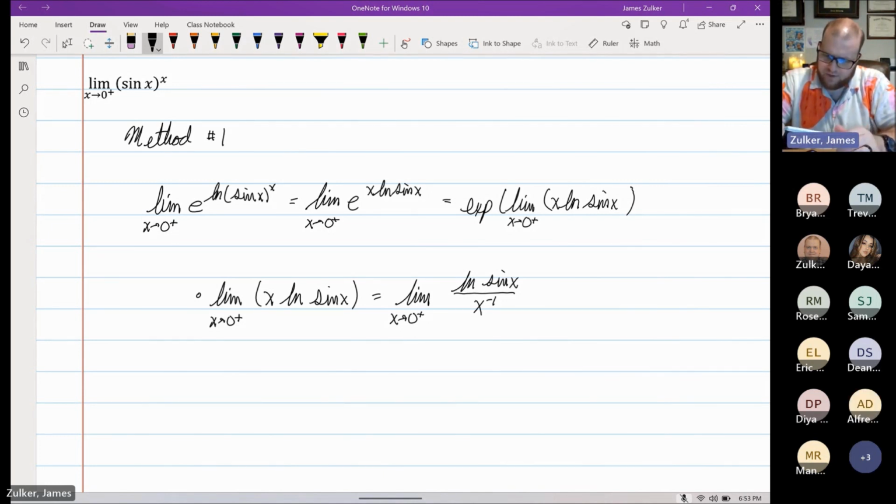No, that's not going to work. I don't think you can use L'Hopital on that, right? Because it's not 0 over 0 or infinity over infinity, unless I'm remembering L'Hopital's rule wrong. Which is a distinct possibility.